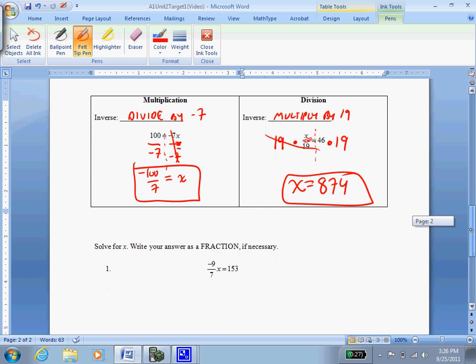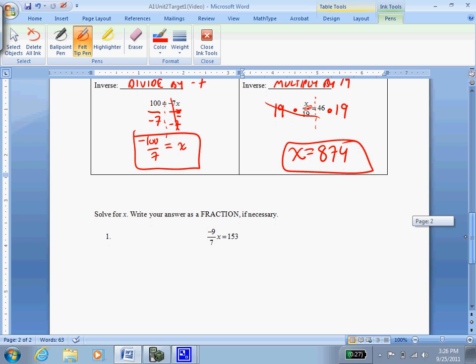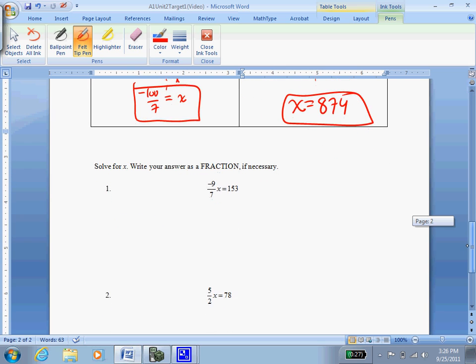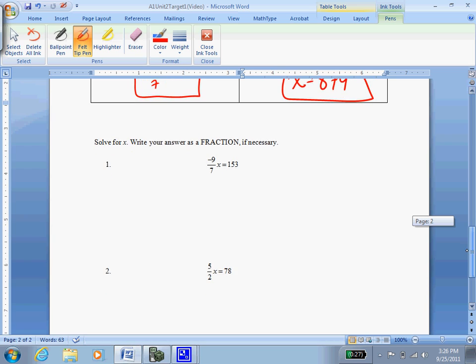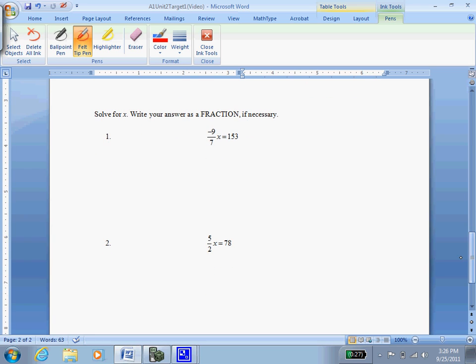Ooh, everybody's favorite, fractions. Fractions are your friends. Don't be scared of them. They'll be fine. So we're still solving. Still going to write it as a fraction if we need to. And remember, we talked about earlier with fractions, if you multiply by the reciprocal, then you will get 1.